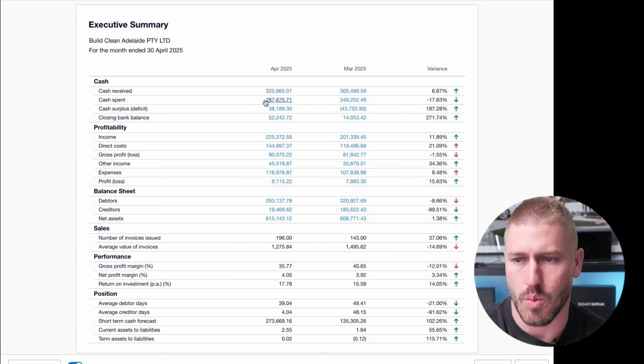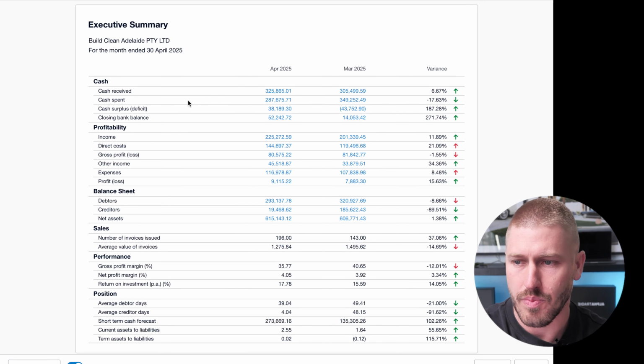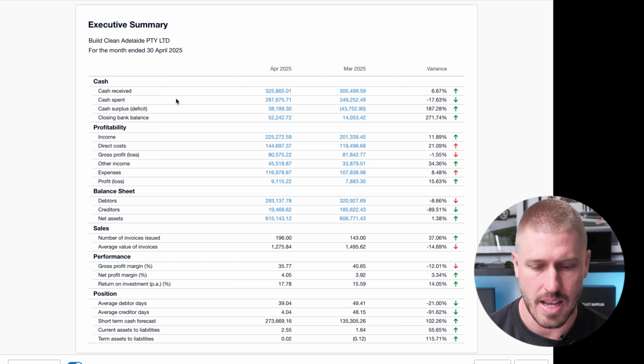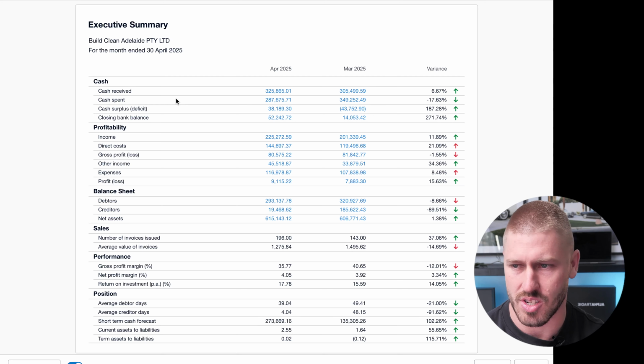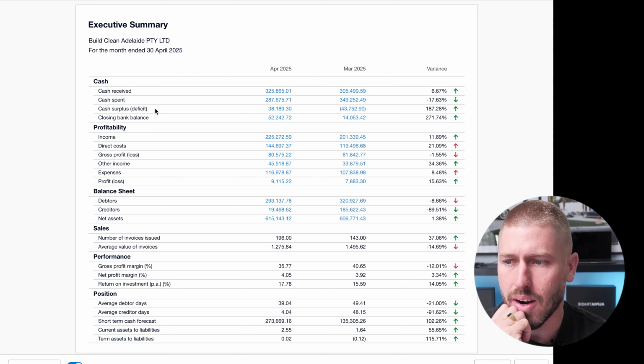That's how much money left our bank account for last month and also the month prior. And we would like to see that not going down too far. We would like to see our money spent remaining pretty constant. Now, our cash surplus is really the main component that combines the two together of cash received and cash spent.